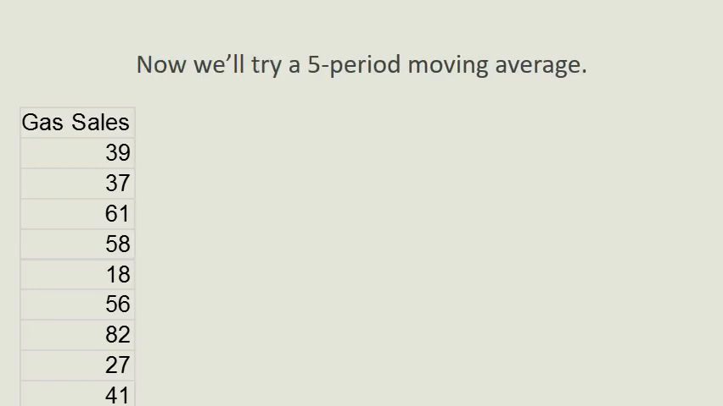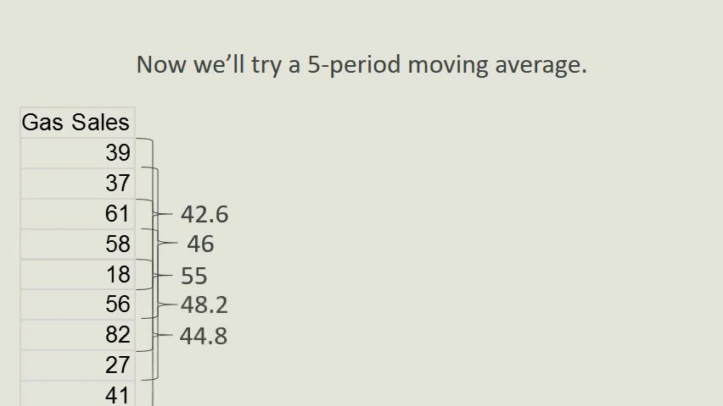Now let's look at the 5-period moving average. This time we'll be averaging 5 numbers at a time. Starting with the first 5, their average is 42.6. And again, this is placed in the middle of these numbers, which is row 3 of the data set. The average of the next 5 numbers is 46. The average of the next 5 numbers is 55, and so on.